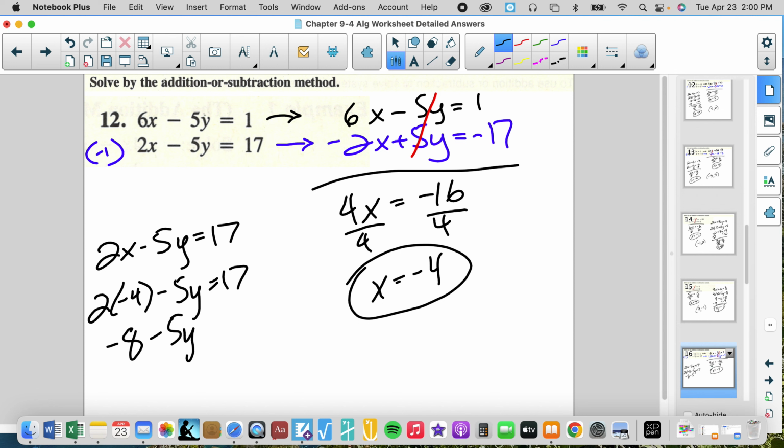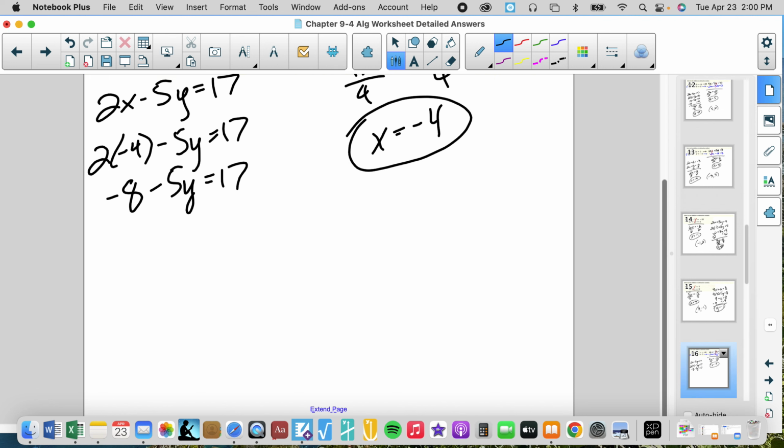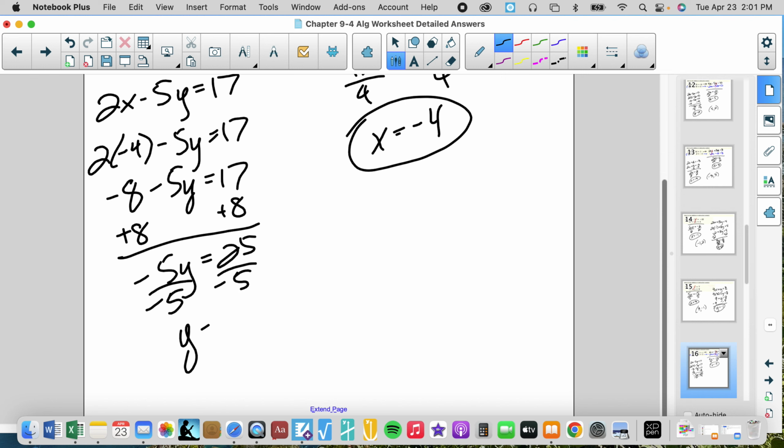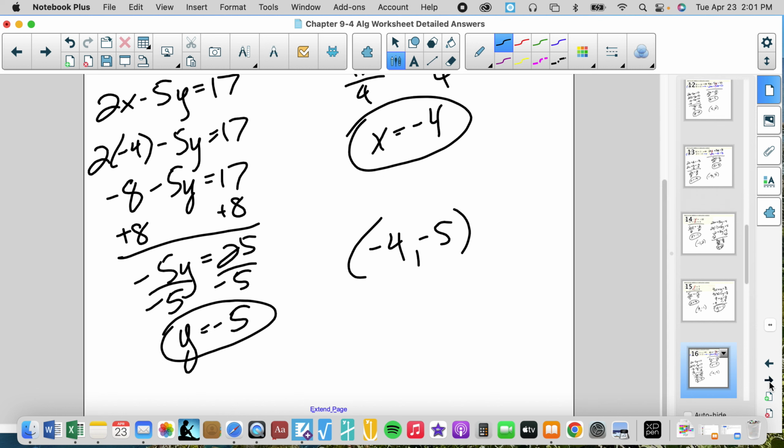-8 minus 5y equals 17. Add 8. Add 8. -5y equals 25. Divide by -5. Y equals -5. My coordinate is -4, -5.